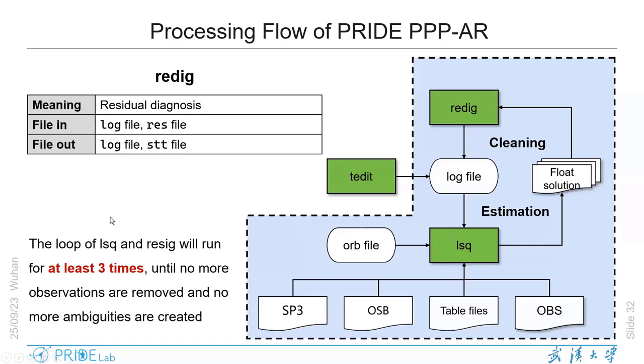To get the best quality for our float solution, we need to repeat the loop of EarthScope and RADIC at least three times. Each time, we use the updated log file to filter out the bad observations and keep only the good ones. We will stop when no more observations are removed and no more ambiguities are inserted. This means that we have reached a stable and reliable solution.